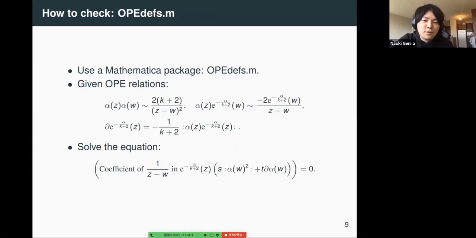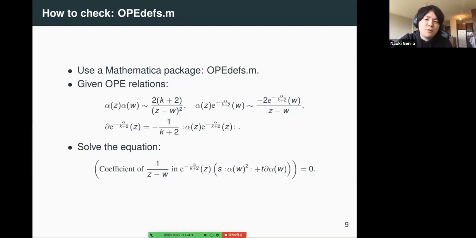And also we have a derivation formula. The derivative of the exponential also brings down a power as a coefficient, but now we need normal ordering. So it becomes minus 1 over k plus 2 times the normally ordered product of alpha(z) and the exponential.